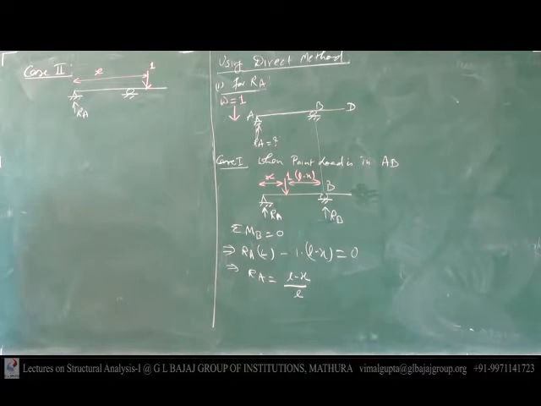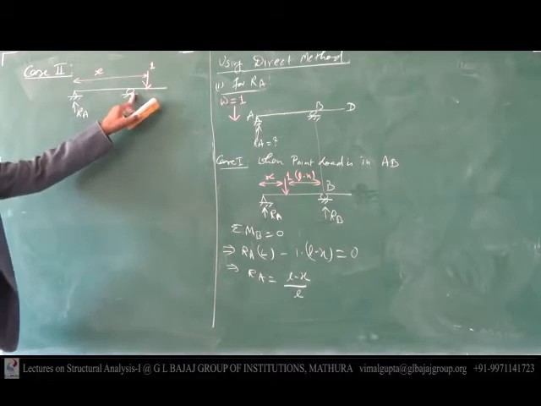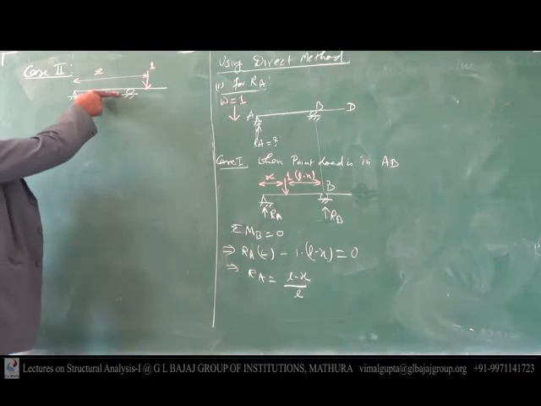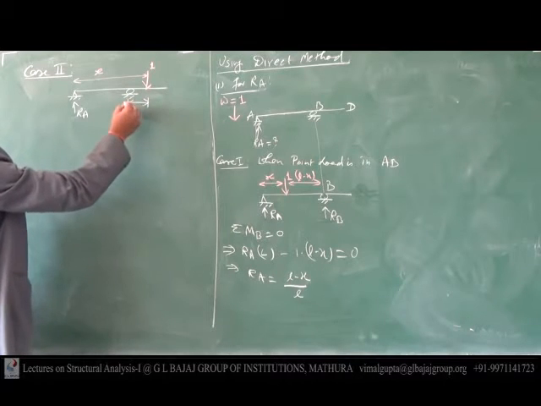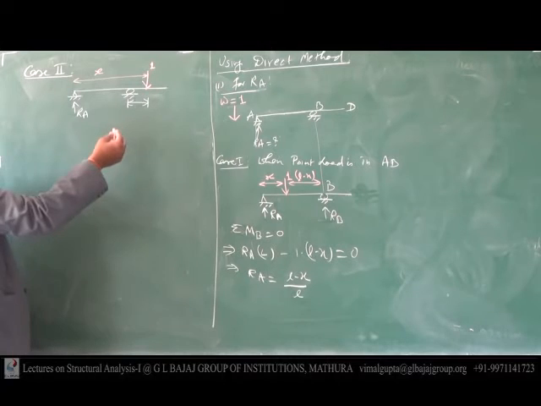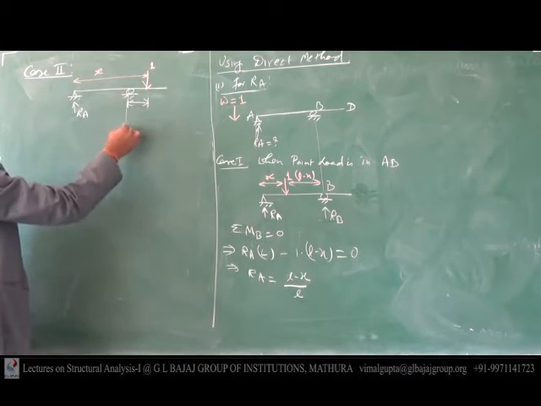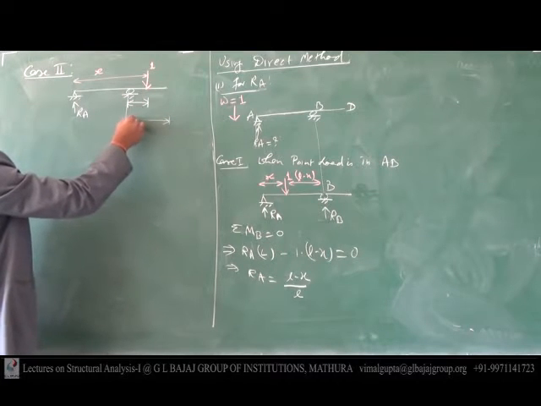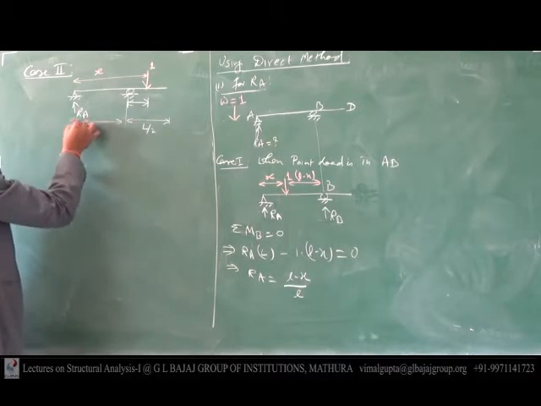Let us equate the bending moment here also. What will you get? RA into L minus 1 into this distance. How much is that distance? L by 2 minus X. The total value here is L by 2. This is L.